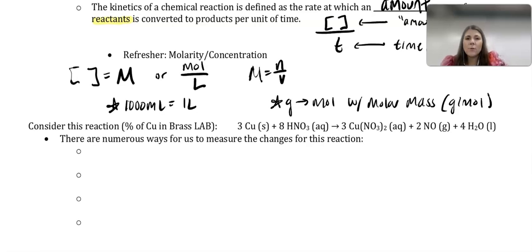So let's consider the reaction that we did in our lab, percent of copper in brass. So here is that reaction again. We had brass, which ended up being the copper in this reaction. Remember, brass is made of copper and zinc. We reacted it with the super concentrated nitric acid, and that produced three things. We made that toxic brown gas, nitrogen monoxide. We then made our copper(II) nitrate solution. It was blue, and we also made water as well.